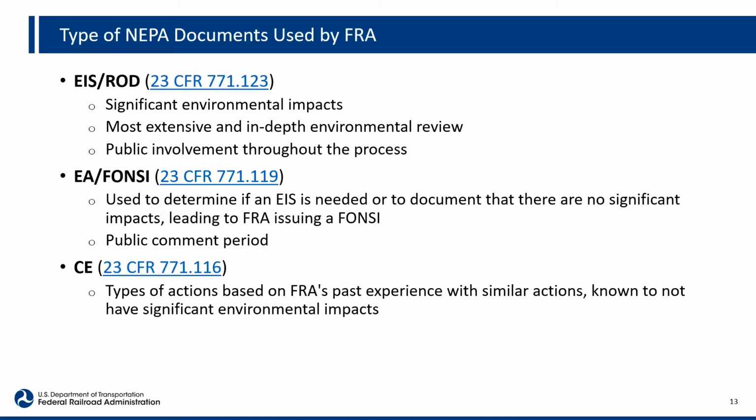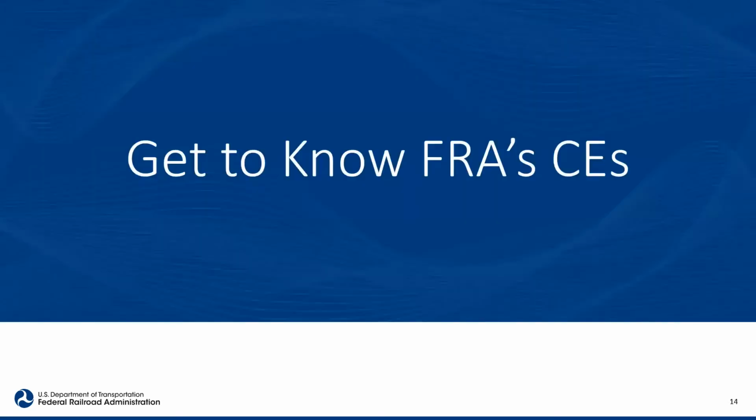And so with the first bullet, environmental impact statements and a record of decision, described in 23 CFR 771.123, these are for those big projects or projects that we know will have significant environmental impacts. And this requires the most extensive and in-depth environmental review. And there is considerable public involvement required throughout the process. Even though there are public comment periods for our EAs and FONSIs, for the environmental impact statements, the public involvement process is even stepped up further. Next slide, please.